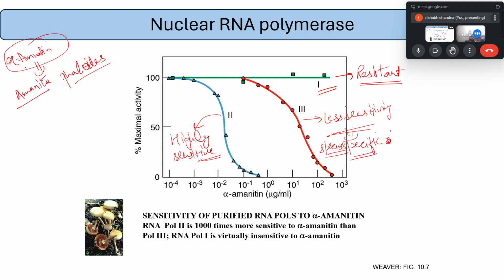Okay, so this is the case. This is the resistant one. Polymerase 1 is resistant to alpha amanitin. Polymerase 2 is highly sensitive, and polymerase 3 has less sensitivity as compared to polymerase 2, and it depends upon the species. So RNA polymerase 2 has 1,000 times more sensitivity to alpha amanitin as compared to RNA polymerase 3. Okay, so based on this experiment, the different sensitivity nature of alpha amanitin to different RNA polymerases was identified.